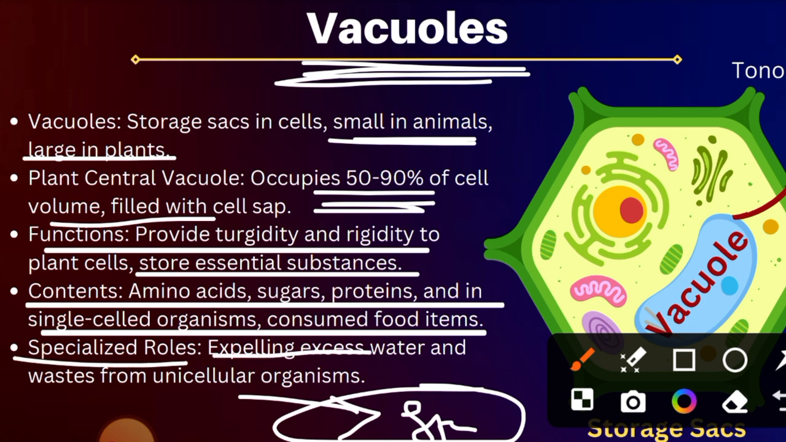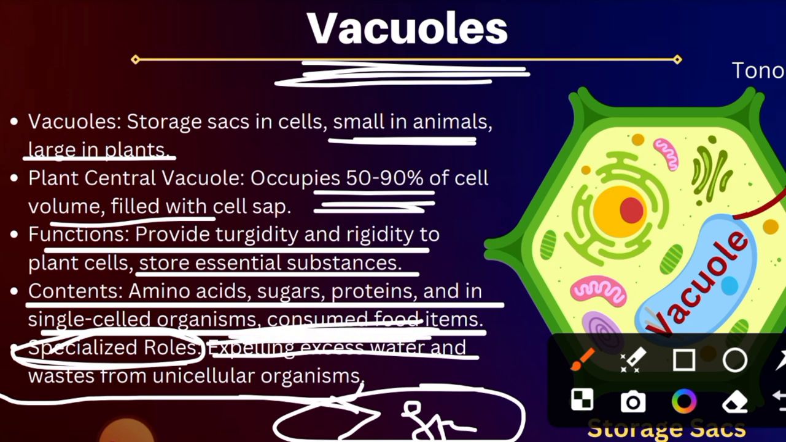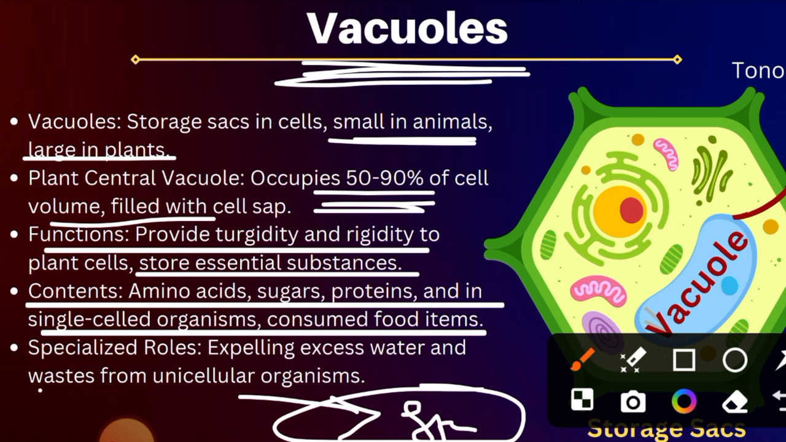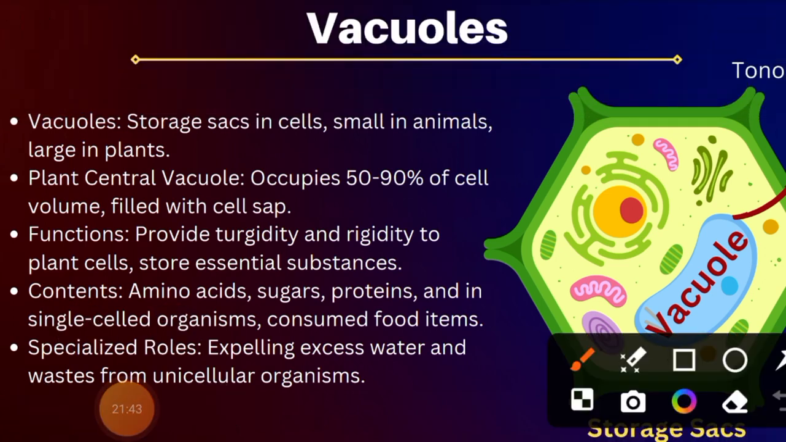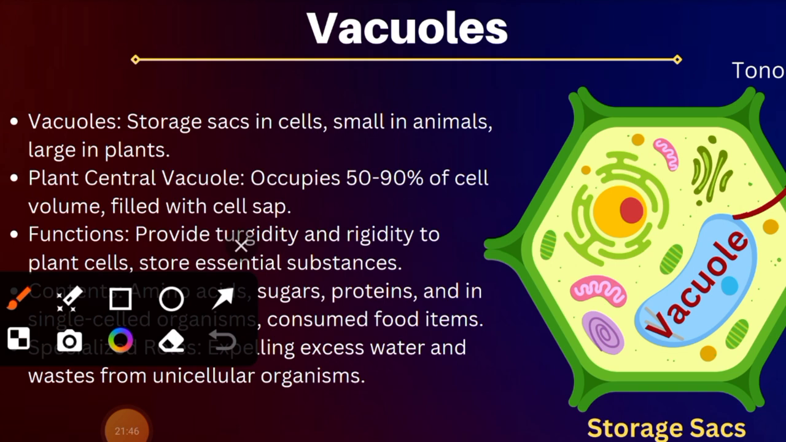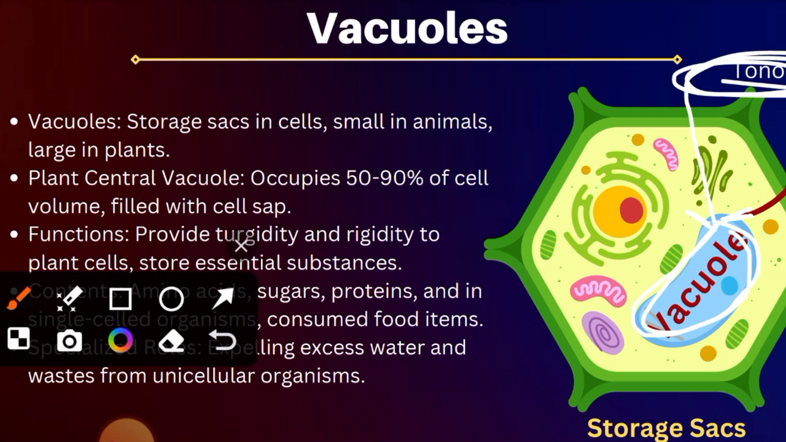Specialized roles: expelling excess water and waste from unicellular organisms. Now what is the special role? It gives out the excess water, means expels the excess water and waste from the unicellular organism. It throws this outside. It expels. And also one important thing is that this membrane of the vacuole is known as tonoplast. The tonoplast is the outer membrane of the vacuole.